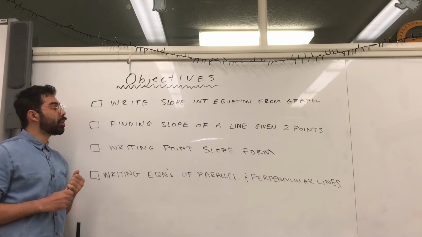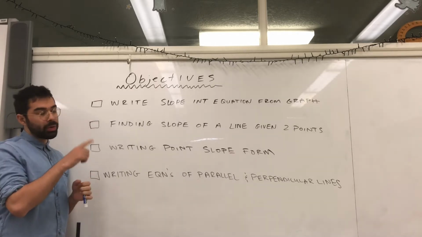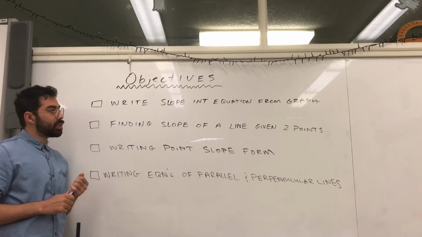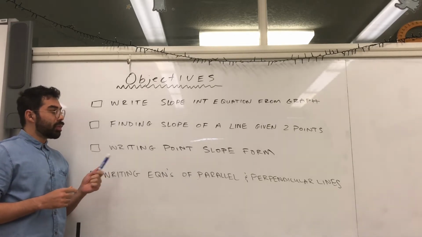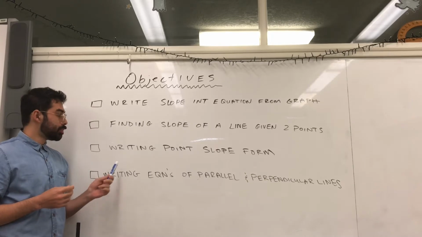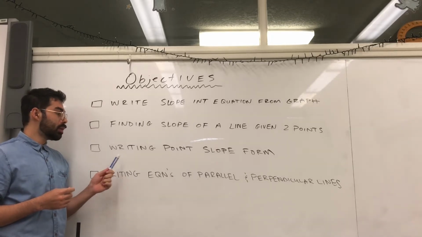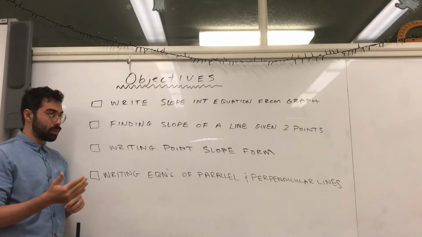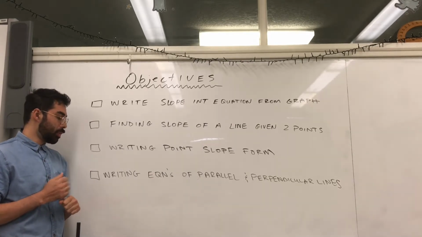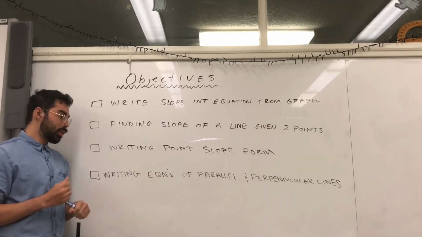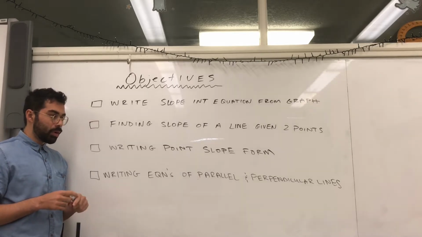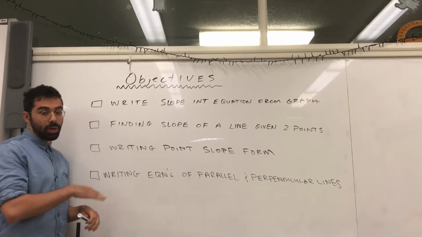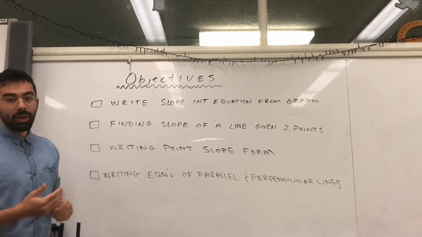So this week we're going to learn how to write our slope-intercept equation based upon a graph. We've practiced that just a little bit. We're going to find the slope of a line given 2 points, and we're going to write using point-slope form, which is used with slope-intercept form. And finally, we're going to write equations of parallel and perpendicular lines. Okay, so this is what we're going to accomplish this video and carry out throughout the week.